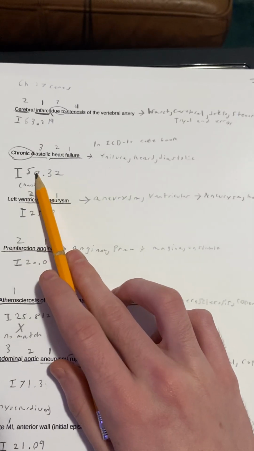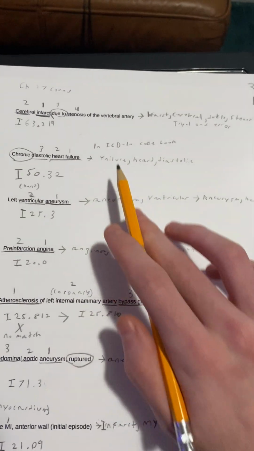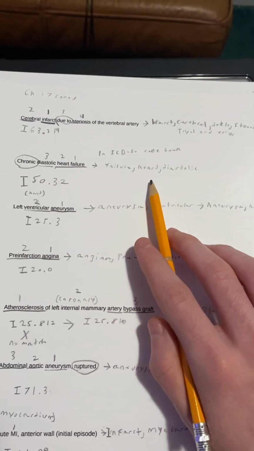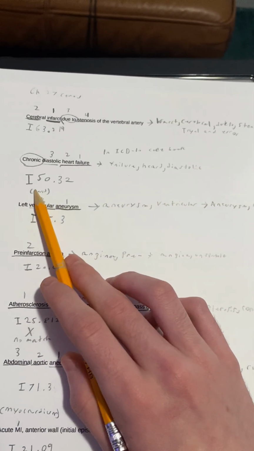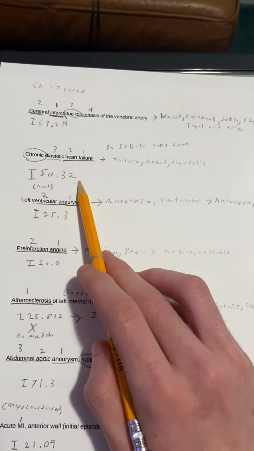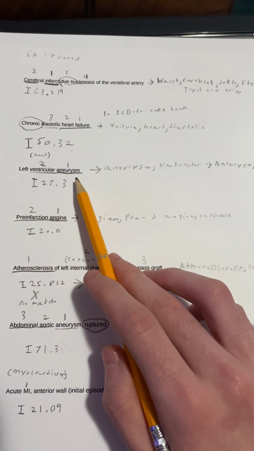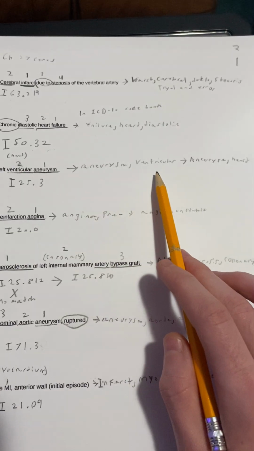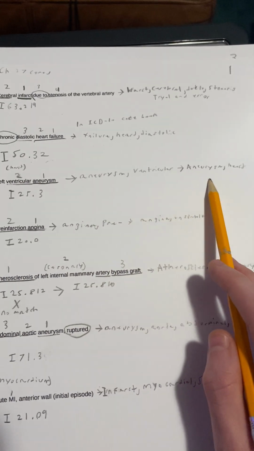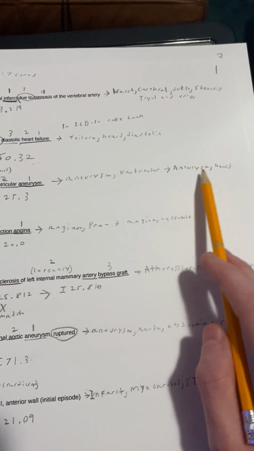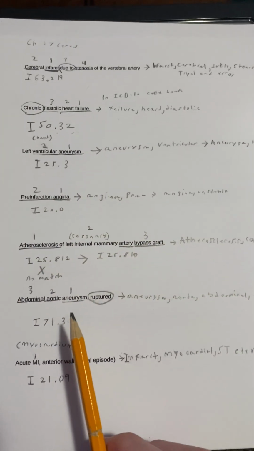Next, we got chronic diastolic heart failure. Started with failure, going into heart, then diastolic, to end up with I50.32. We got the left ventricular aneurysm. Start with aneurysm, ventricle, which ended up leading into aneurysm, heart, and that gave me I25.3.